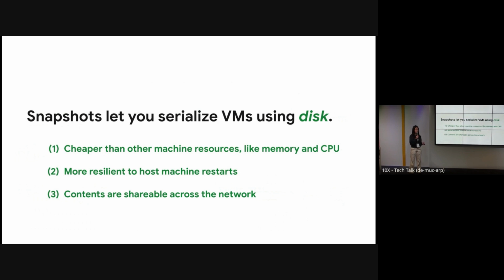Another cool feature of snapshots is it lets you serialize VMs to disk. So let's say you wanted to reuse a Docker container. You could pause it and resume it, but the paused Docker container would still have to run in the background, which continues to use memory and CPU. And these are much more expensive resources than disk. Disk is also much more resilient to host machine restarts, and the contents are shareable across the network. So there's really no way that you can transfer a paused Docker container over the network in the same way that you can transfer a file.